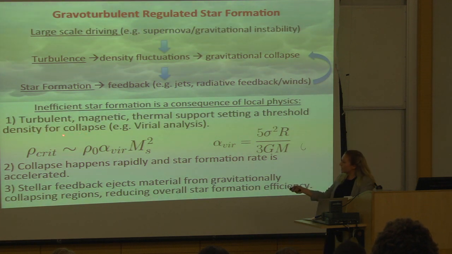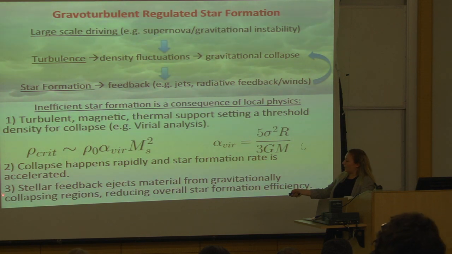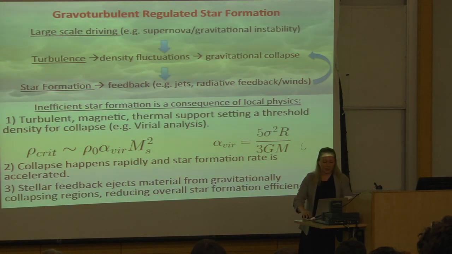So you have inefficiency, this 1%. Where does it come from? The cartoon picture is that you have turbulence and some other support terms which prevent collapse. And then at the end of the day, you also have feedback processes from the stars which throw the gas out. Okay, that's a cartoon.